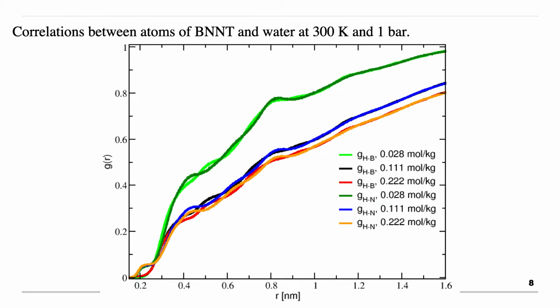And now we calculate the correlation between atoms of nanotubes and water. As can be seen in the figure, this correlation is very low, and as the concentration increases, this correlation decreases even more, since the volume increases in order to maintain the constant pressure, thus generating an even greater space between the water molecules and the nanotubes.